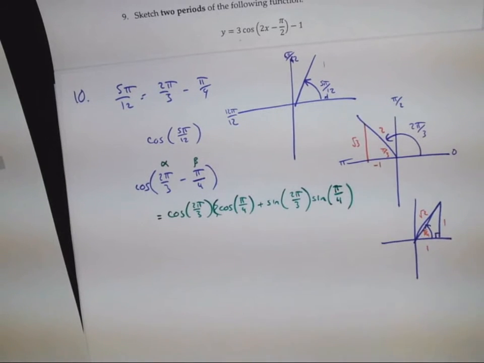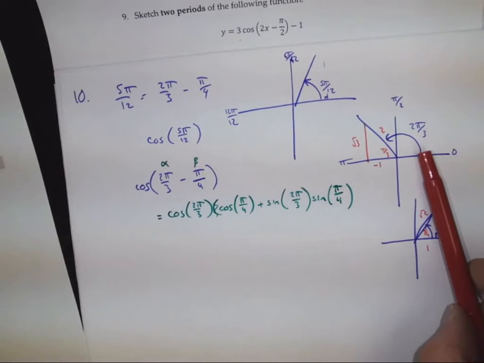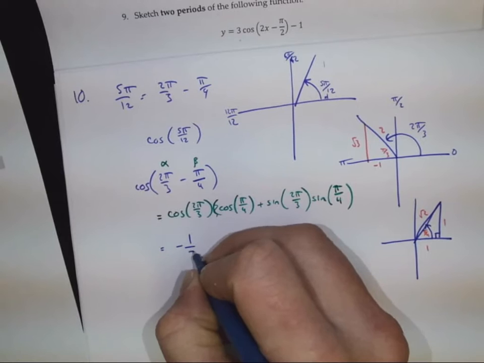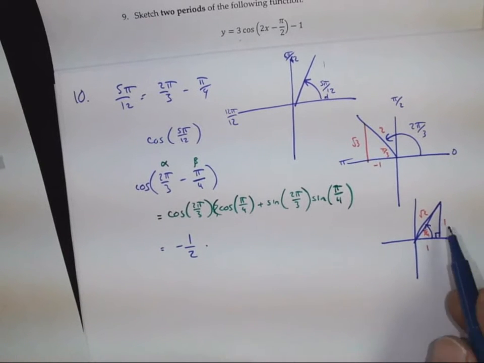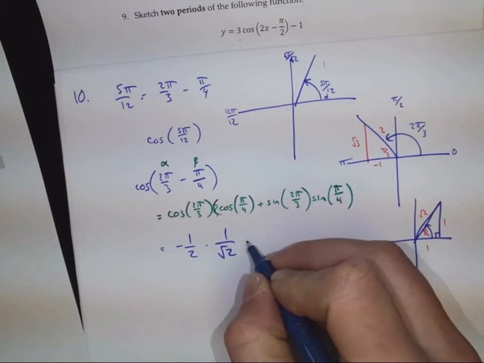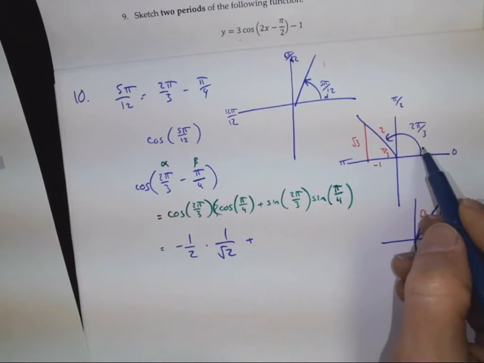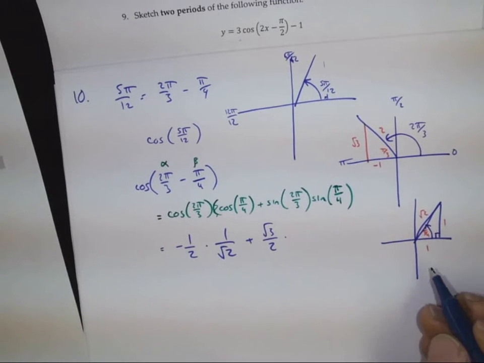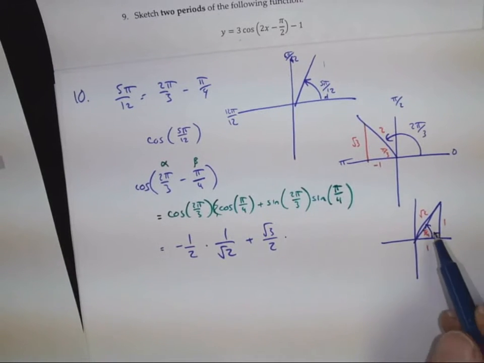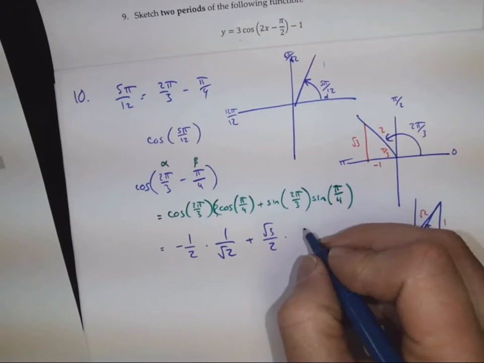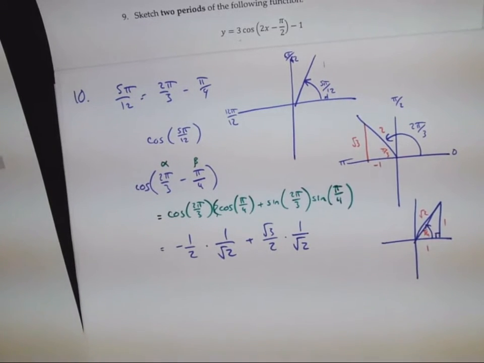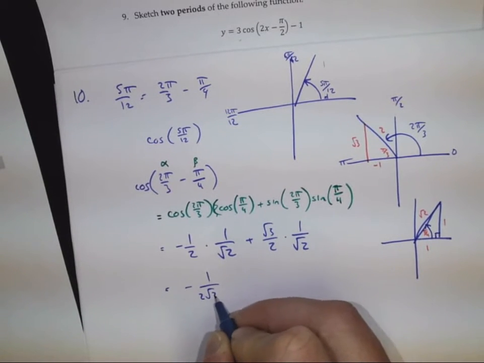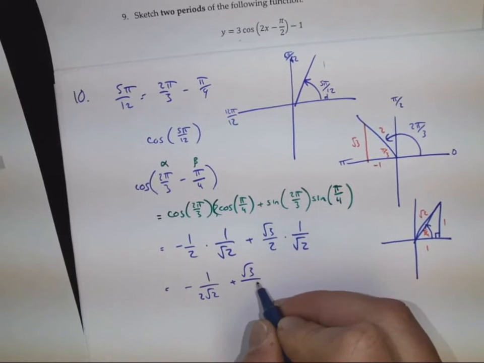Okay, so using those two special triangles, I can say, okay, cosine of 2 thirds of pi, cosine is -1/2, so -1/2 times cosine of pi by 4, which is 1 over root 2, plus sine of 2 thirds of pi, which is opposite over hypotenuse, root 3 over 2, times the sine of pi by 4, which is 1 over root 2, opposite over hypotenuse. So the last thing we can do is write this more simply. We can write that as -1 over 2 root 2 plus root 3 over 2 root 2.